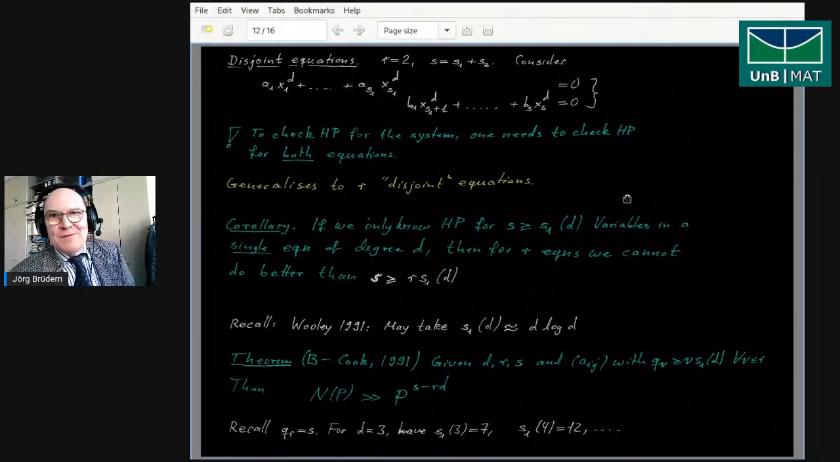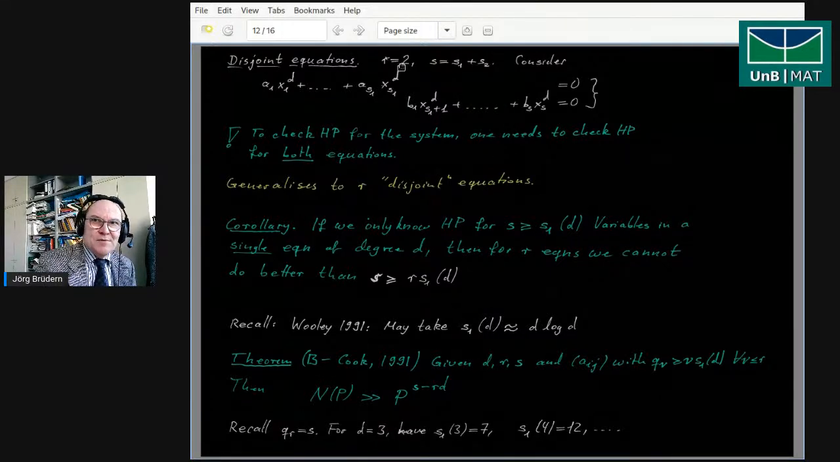So here's another phenomenon. Disjoint equations. So let me take R equal 2 for illustrational purposes again. And we have S as the sum of S1 and S2. This is again a hint that the rank condition cannot be avoided. If I want to check the Hasse principle for such a disjoint system where the variables only occur in one of the equations, actually one needs to check both of the equations to actually establish the Hasse principle, because it could be that up here I have an example where the Hasse principle fails, maybe, then there won't be any solutions here.